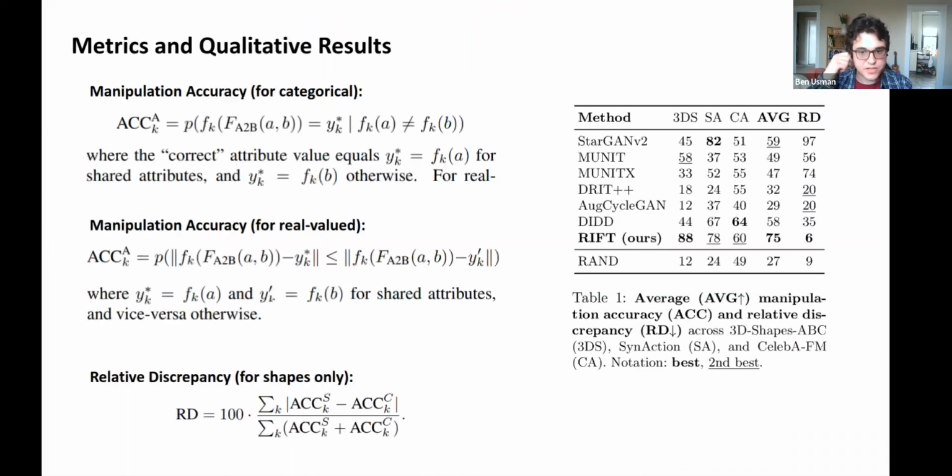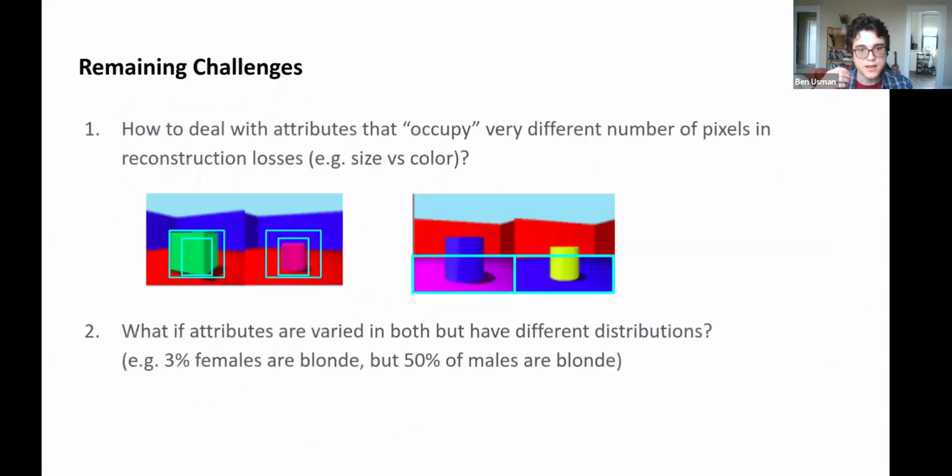We evaluated all of that quantitatively, and it agrees with what I just said. Moreover, our method not only has the highest average manipulation accuracy, but both runner-ups, StarGAN and DID, performed really well on some datasets, but really poorly on others, whereas we are either best or second best across all datasets. But unfortunately, there are still a lot of unresolved challenges.